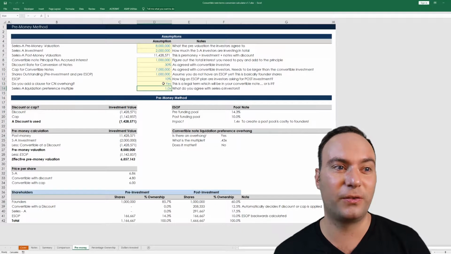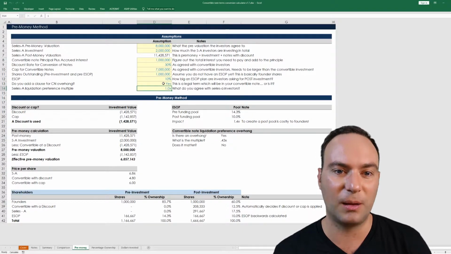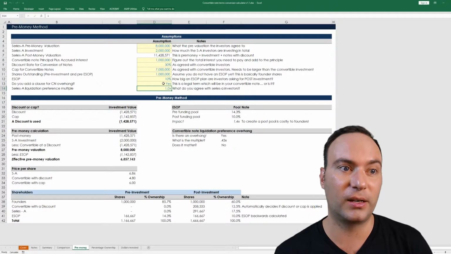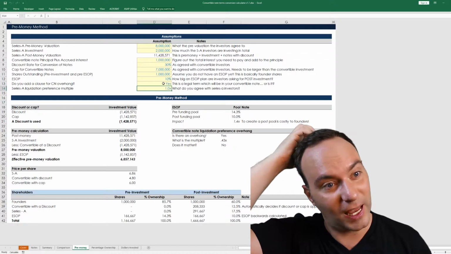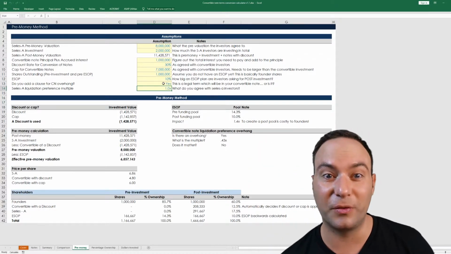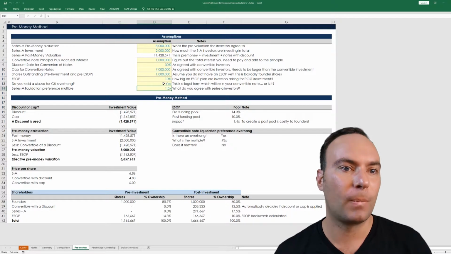And for the purposes of the Series A investors, they're getting a liquidation preference of 1x, which is linked to that convertible note overhang, because sometimes investors or angel investors can end up with more of a liquidation preference than they paid for. And that's effectively what this is highlighting here.